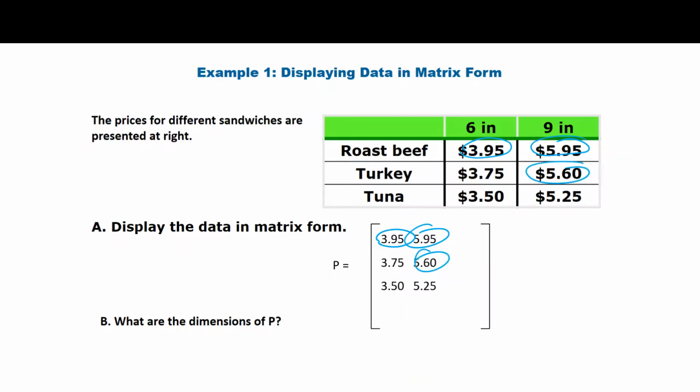The next question says, what are the dimensions of P? And remember, the dimensions are going to be your rows by your columns. So we just want to look at our rows first, and we can see that there are 1, 2, 3 rows. So our dimension in rows is going to be 3. And then we look at our columns, and we can see that we have 1, 2 columns. So our dimension for columns is going to be by 2. So the dimensions of this matrix are 3 by 2.